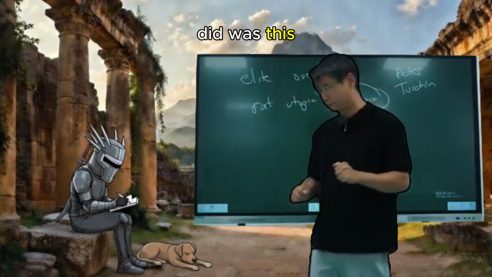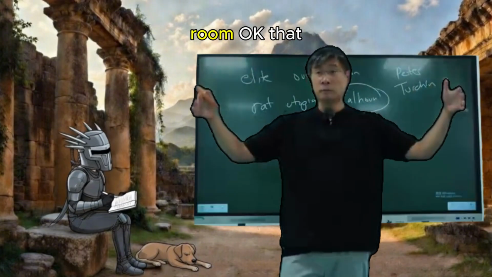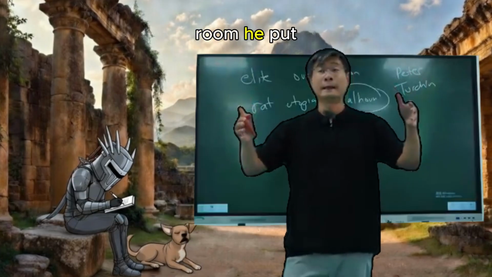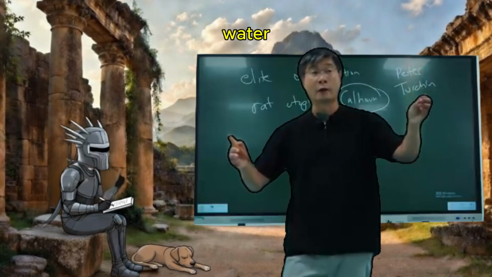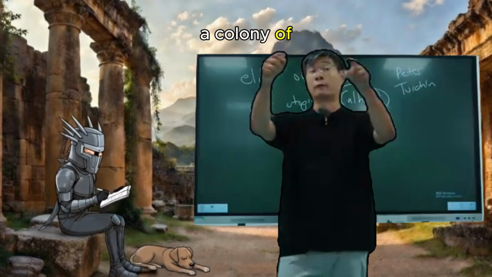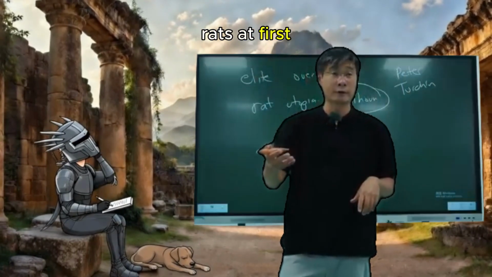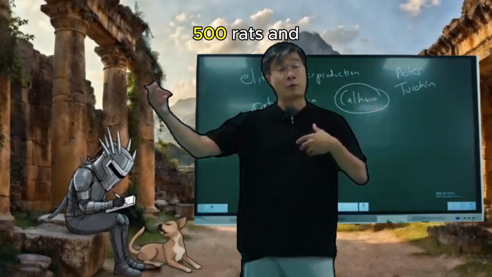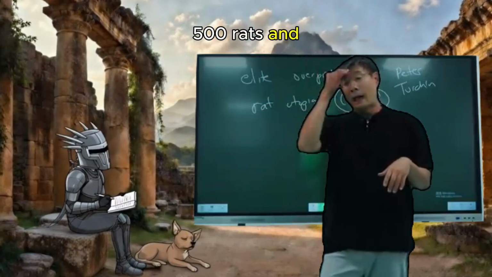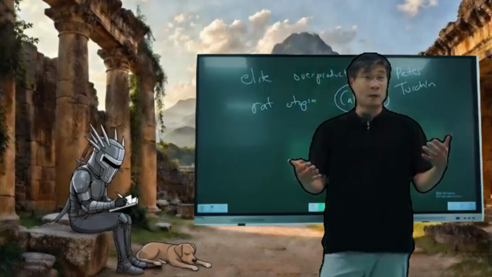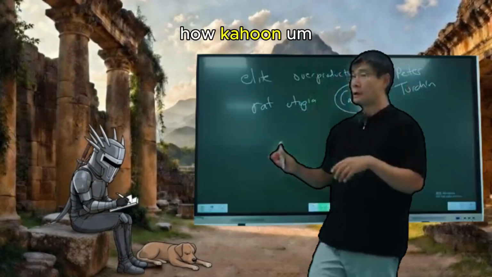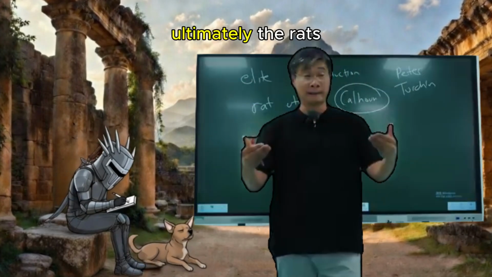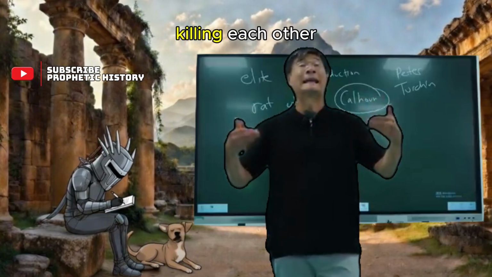So what he did was this. He had a room, okay, that was sealed off from the world. And in the room, he put in food and water and housing for a colony of rats. Maybe like 10 rats at first, but they quickly became 400, 500 rats. And at first, the rats were really happy. But no matter how Calhoun configured the experiment, ultimately, the rats always ended up killing each other.